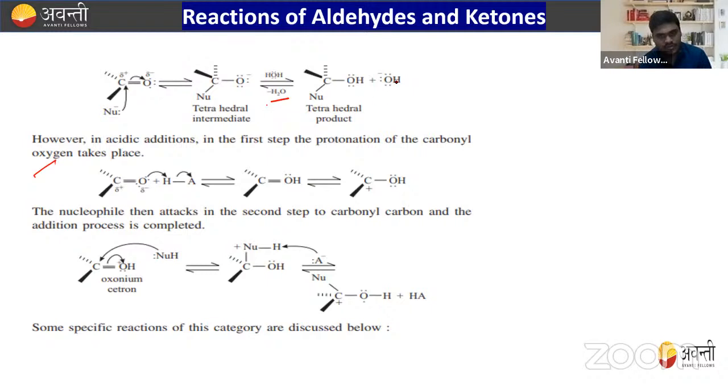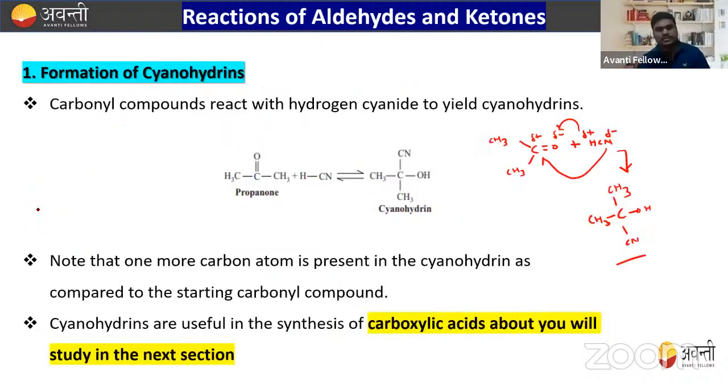So if this H2O is removed, what do we get? We'll get nothing but OH negative, right? OH negative. However, in acidic addition, the first step is the protonation of the carbonyl oxygen, and the nucleophile then attacks the carbonyl carbon in the second step, and the addition is completed. So this is how we get it.